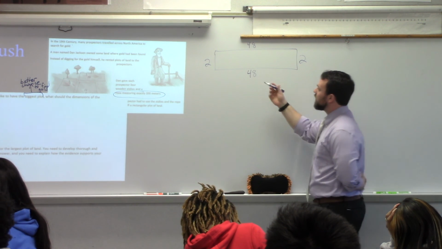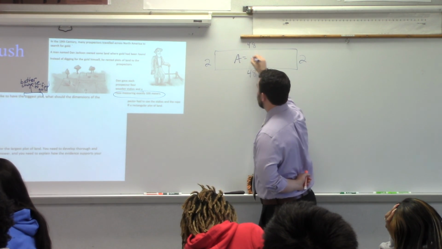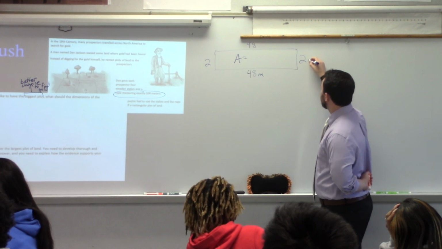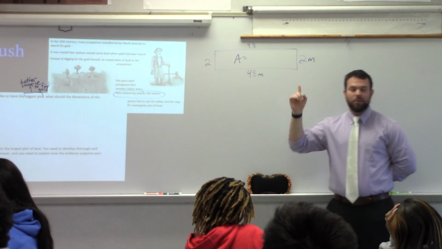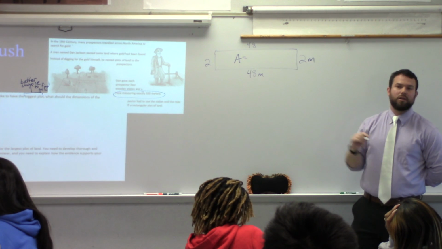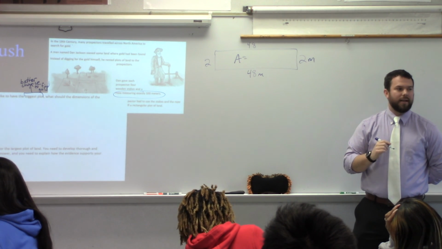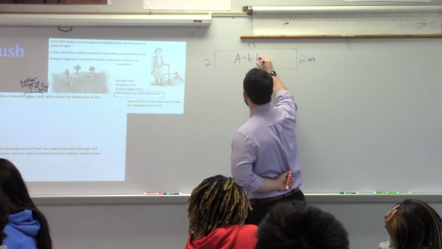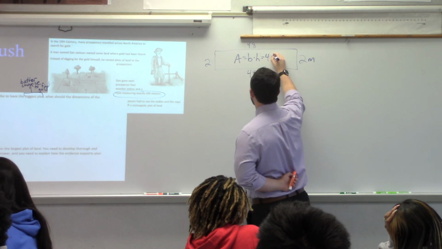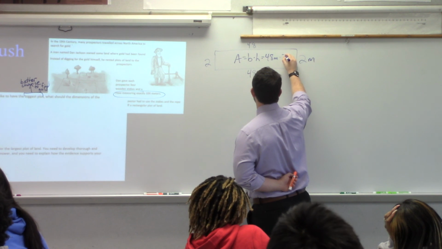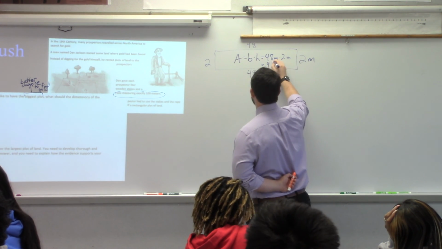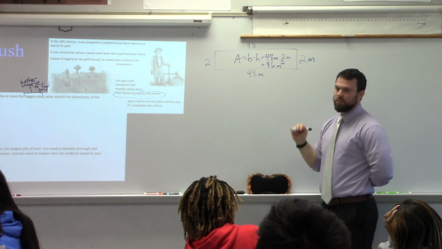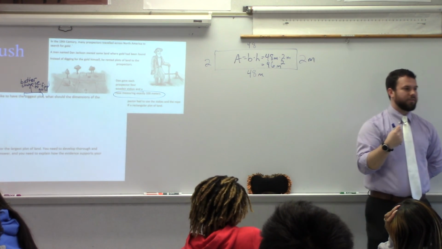So from here, what would the area be? Remember the perimeter, the distance around, is 100. How would I calculate the area here? Base times height. So we would do base times height for area, right? So 48 meters times 2 meters. Notice it's not just 96, it's 96 square meters. Meters times meters is meters squared, okay?